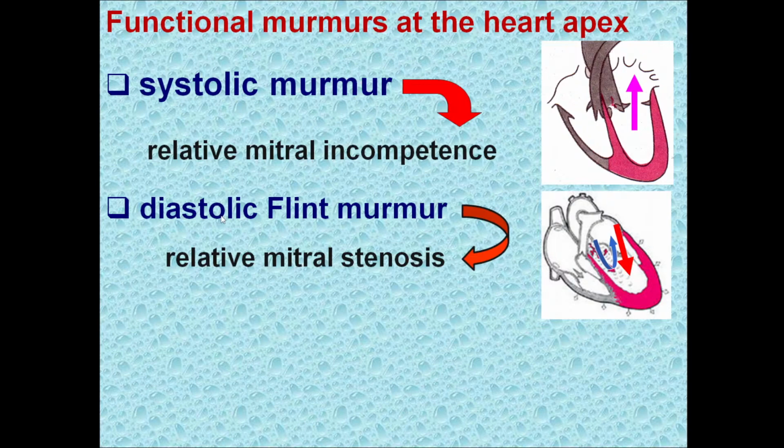Over the heart apex, a patient with aortic regurgitation will hear two murmurs, systolic and diastolic, but both murmurs are relative because they are not connected with an anatomic defect.